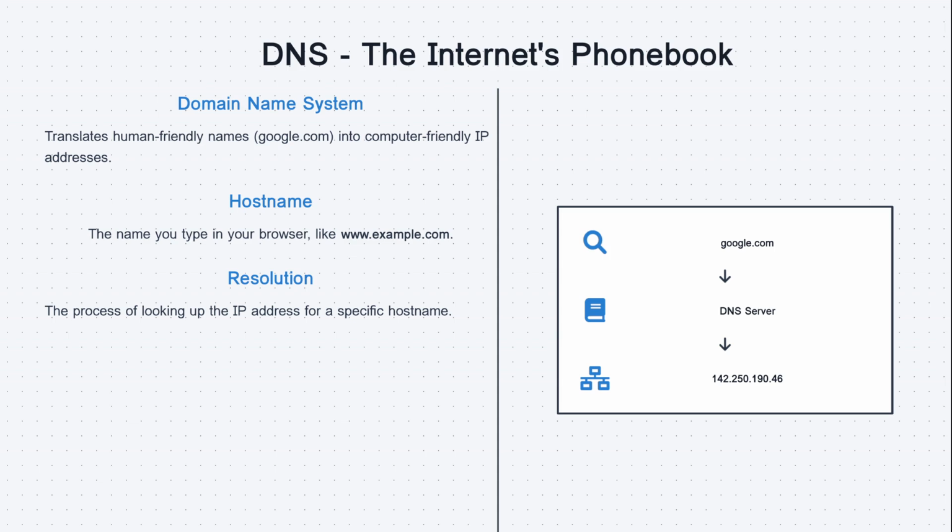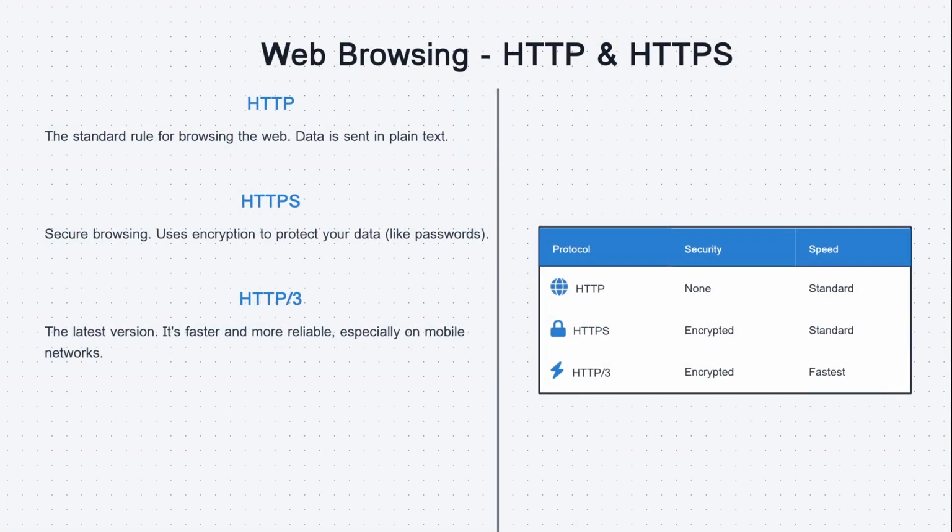Now we will talk about the DNS, which is the Internet's phone book. Computers love numbers, but humans love names. That is why we have DNS, which is Domain Name System. It is the Internet's phone book. When you type google.com, DNS looks up the unique IP address for that server. Without DNS, you would have to memorize long strings of numbers for every website you visit.